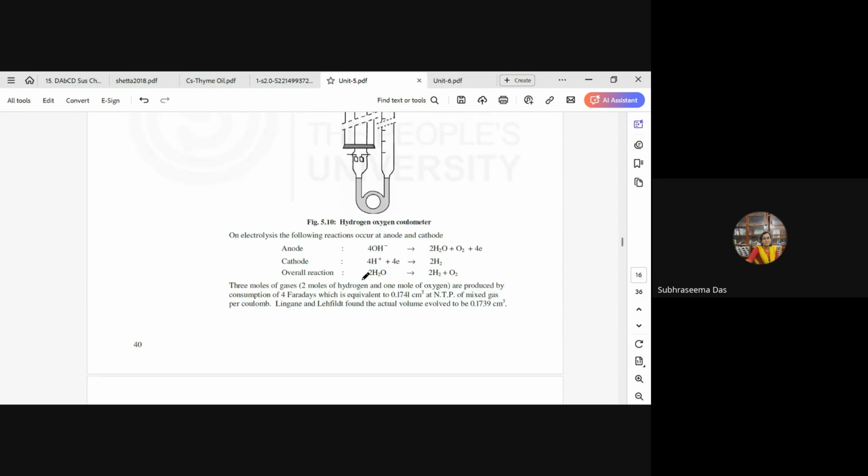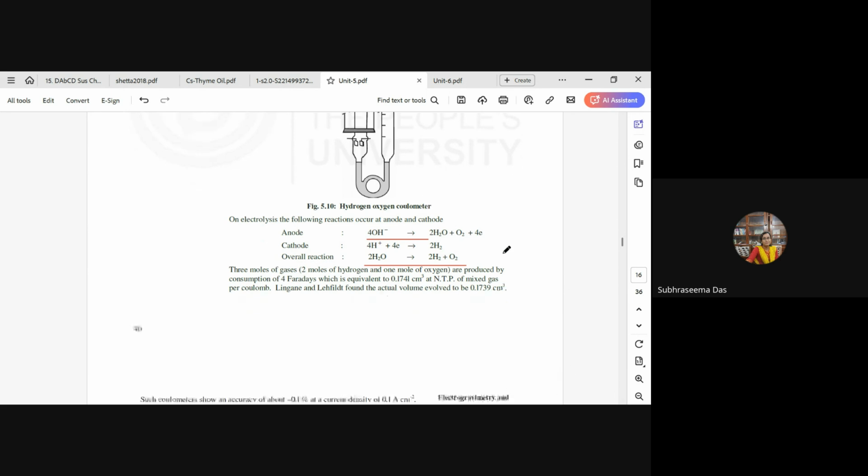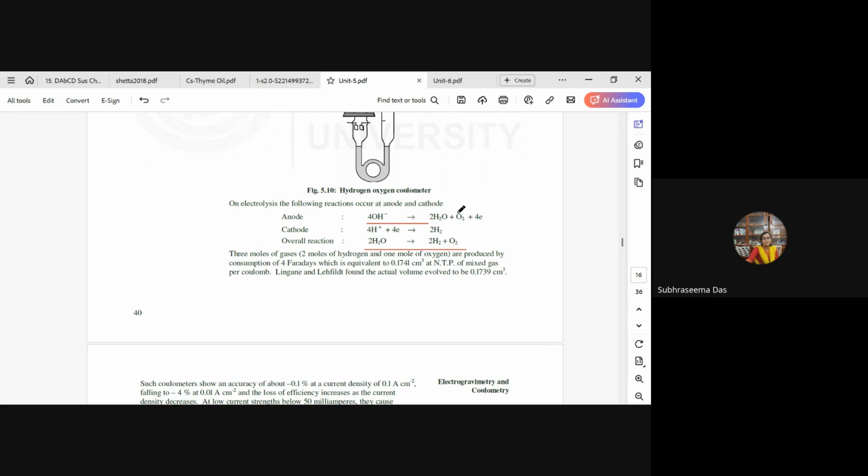Upon electrolysis, the following reactions occur. At the anode, OH minus is converted to H2O and O2 is liberated, and at the cathode, H2 is liberated. The overall reaction is obtained by combining the above cathodic and anodic reactions. Here we see 3 moles of gases, that is 2 moles of hydrogen and 1 mole of oxygen.